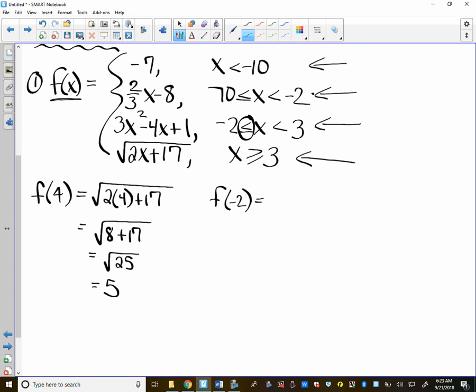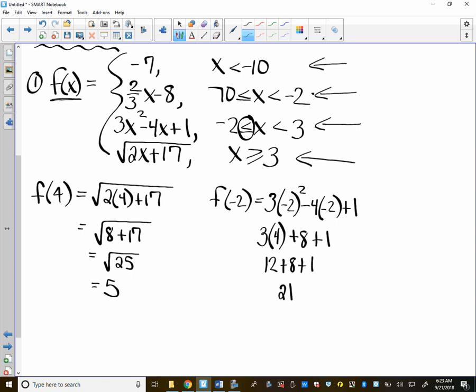So I will sub it into piece 2. I will have 3 times negative 2 squared minus 4 times negative 2 plus 1. This becomes 3 times 4 plus 8. There are 2 negatives there, plus 1. 12 plus 8 plus 1 is 21. Here's our second answer. We have 3 more to go through that you're going to try, and then we're done for the day, and you go do your homework.